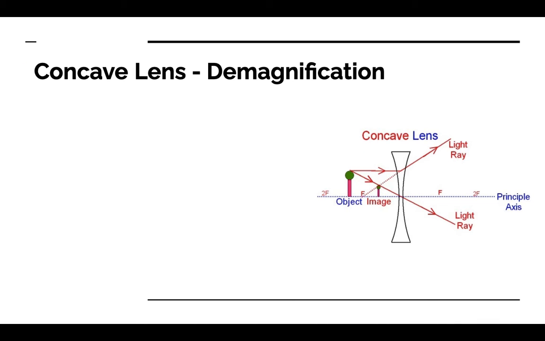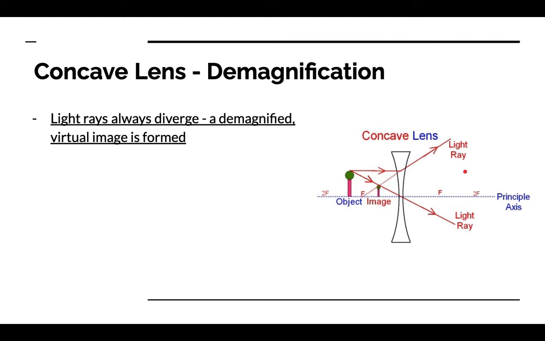So next we're going to move on to concave lenses. Concave lenses cause a phenomenon that's known as demagnification, where our image is actually smaller than our object. Okay, so with a concave lens, light rays will always be diverged, and a demagnified virtual image will form. You can actually get magnified images with concave lenses, but we're going to keep things simple for right now and focus strictly on the demagnification, since that is the primary purpose and interest of a concave lens.